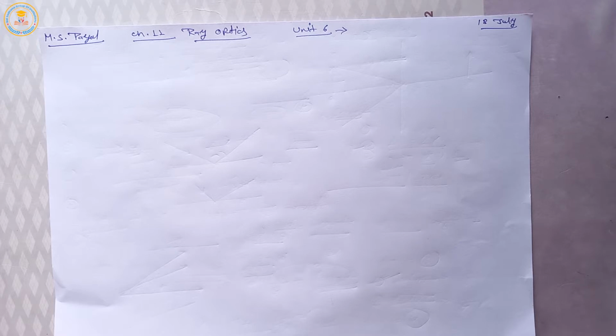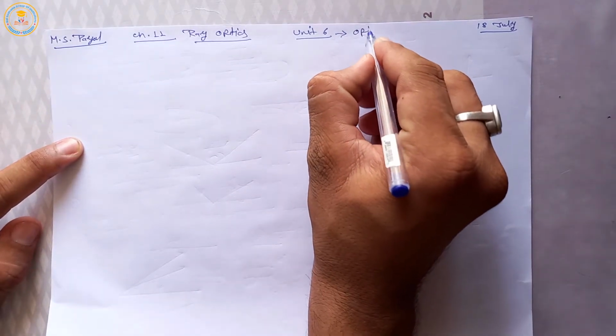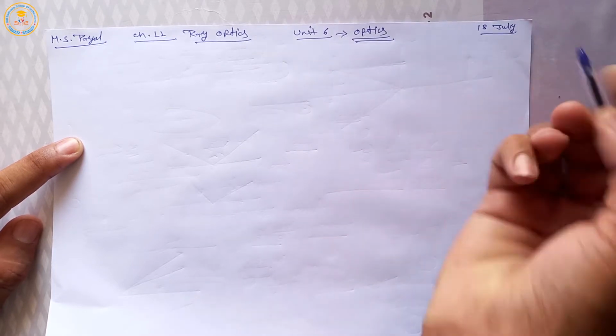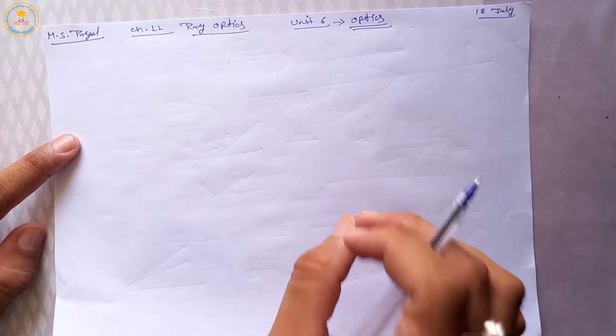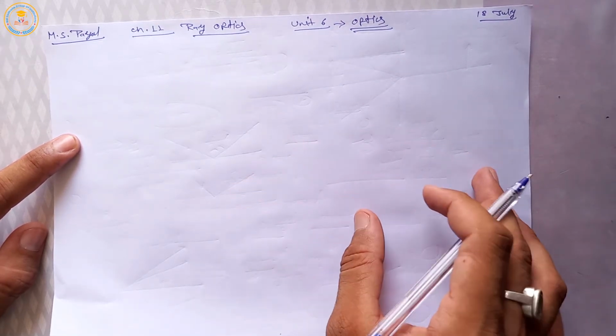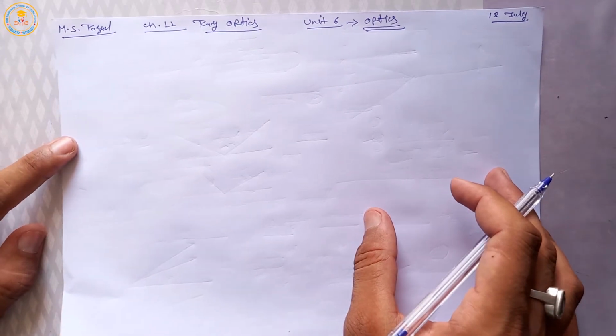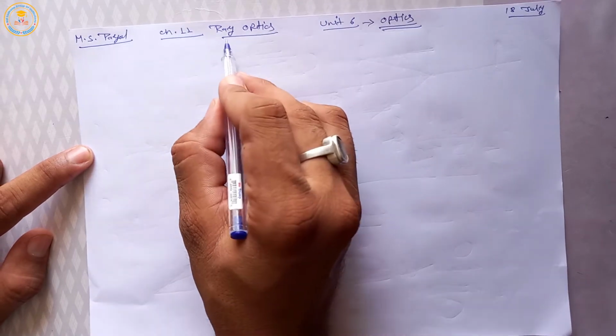Today we start our second physics book, and today we start a new chapter, a new unit. Our unit number 6, which is optics. This unit consists of two chapters. First is ray optics, and another one is wave optics. Today we start our chapter number 11, which is ray optics.